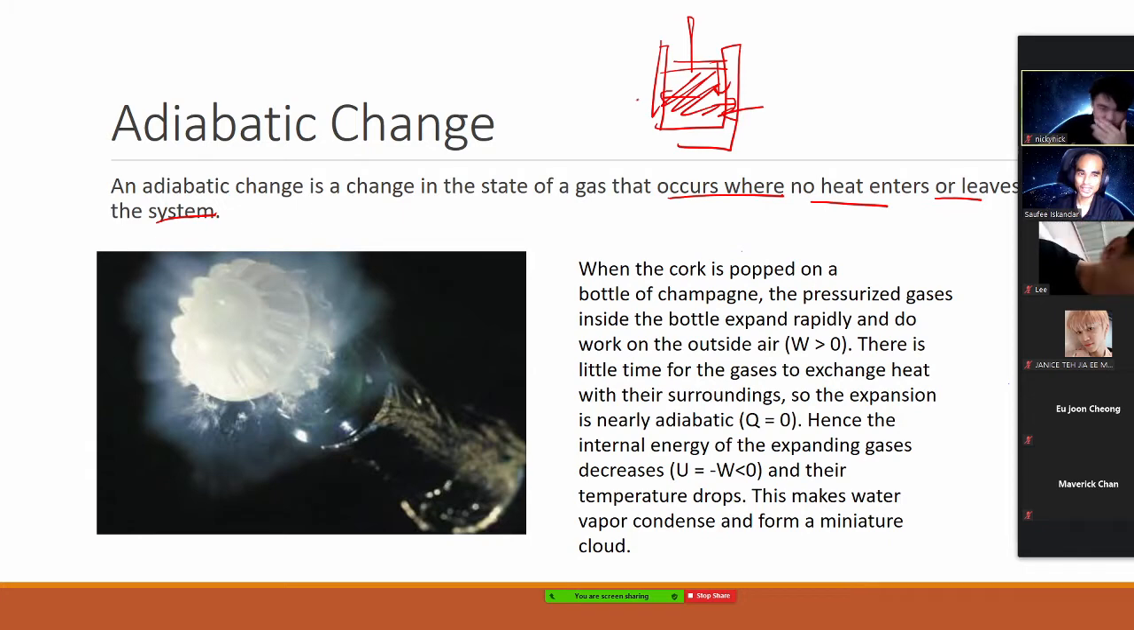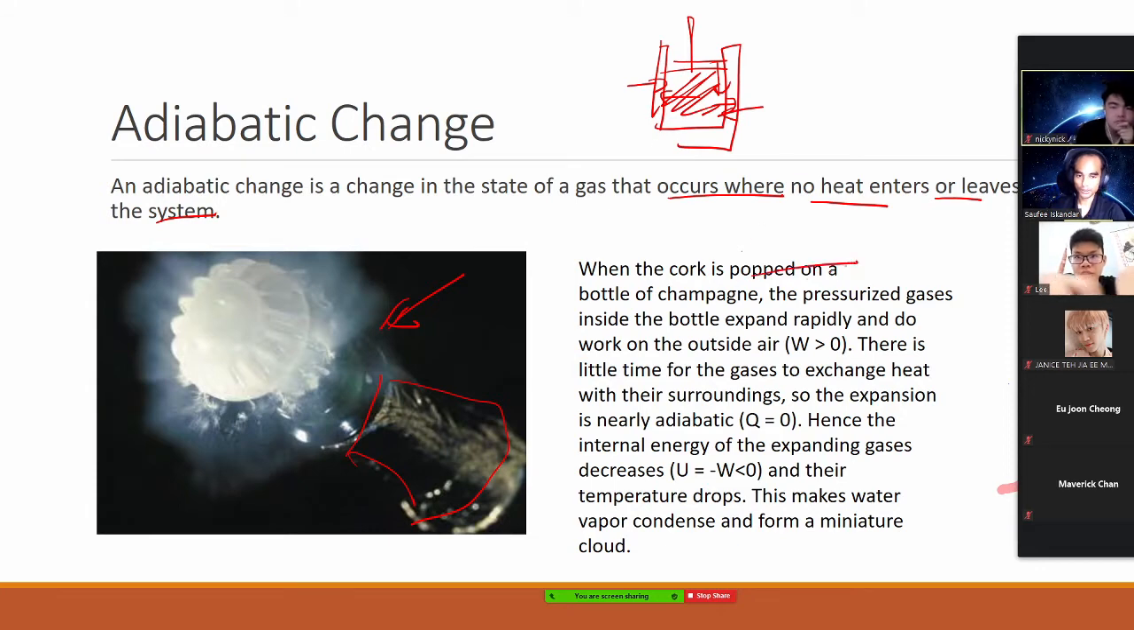Okay, heat out and heat in. So this is what we call an adiabatic change. You compress and expand the gas without any heat coming out. It will be a perfect insulator of the container. One example is when we have a bottle over here. The gas inside the bottle is partially compressed.